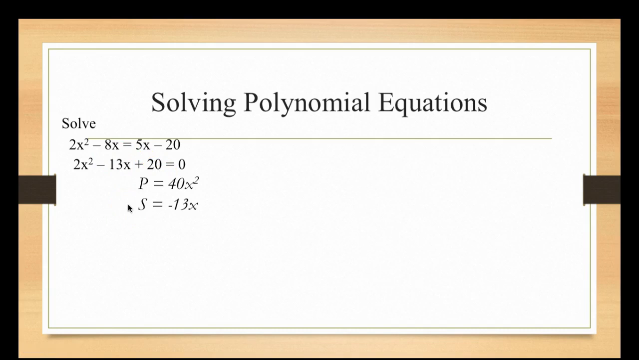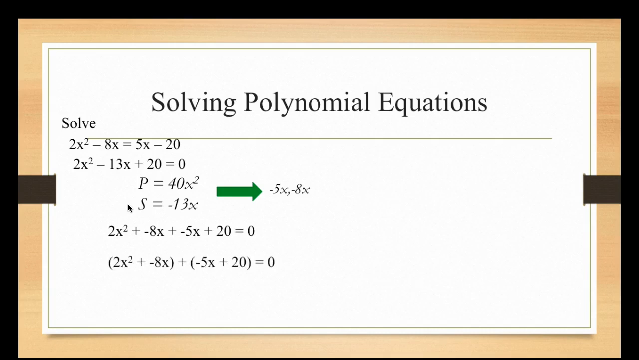So what could I multiply together to get 40x squared? Same two numbers add together to get negative 13x. So I'm going to substitute negative 5x plus negative 8x in for negative 13x. Since I have 4 terms, I'm going to factor by grouping. In my first set of parentheses, I'm going to factor out a 2x. In my second set of parentheses, I'm going to factor out a negative 5.